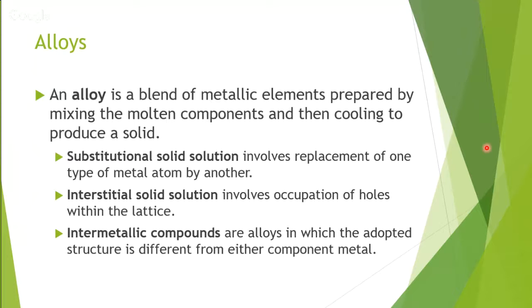So the 3 types are substitutional. In a substitutional solid solution or alloy, we have replacement of one type of metal atom by another type of metal atom. Interstitial is where we have atoms occupying holes. And intermetallic is where we have a combination of 2 different metals, but the alloy forms a completely different type of structure than either of the metals that we put in. So let's look at some diagrams.